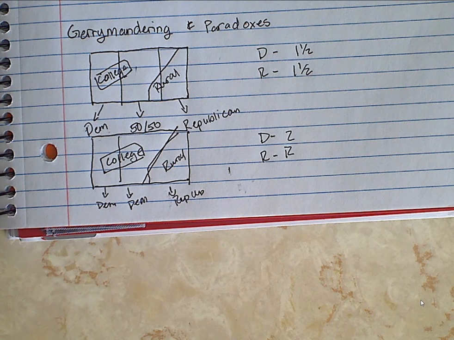The other thing we're going to talk about today is paradoxes that can happen when you're doing apportionment.